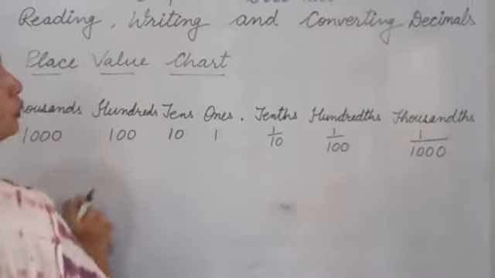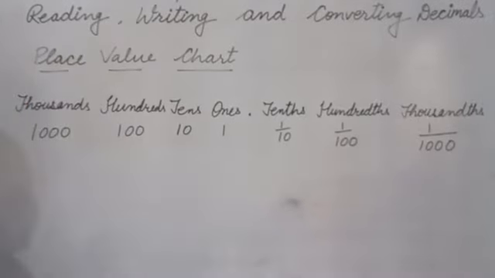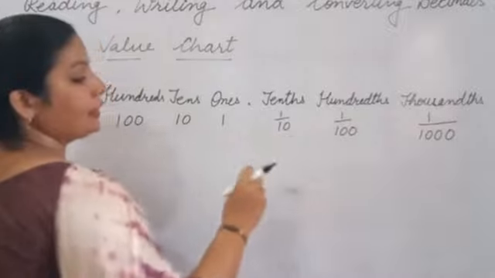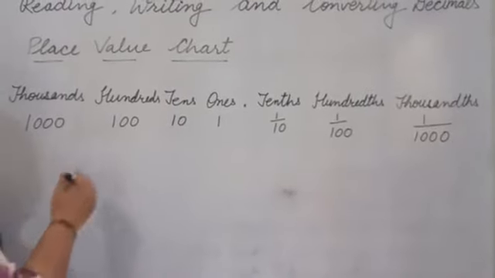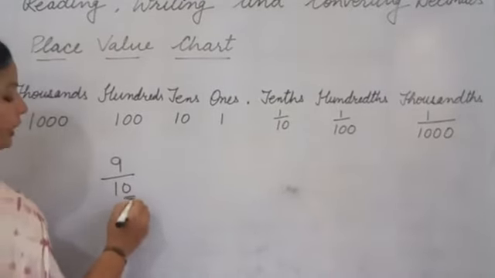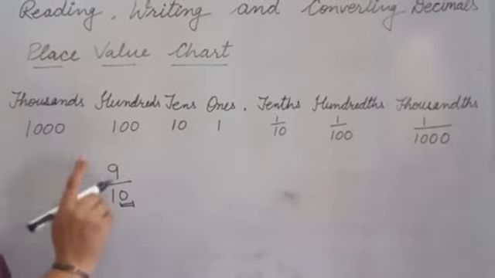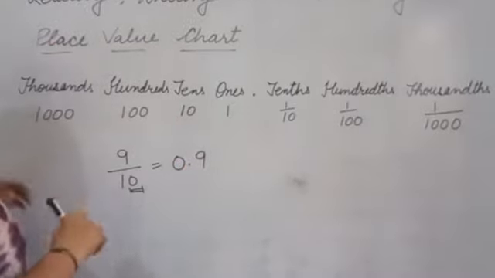Then how to convert into decimals? As I told you, whenever we have denominator 10, 100, 1000, we can directly write it in decimal. If you have 9/10, in 10 we have one zero, so that means one place of decimal we will take. So it becomes 0.9.